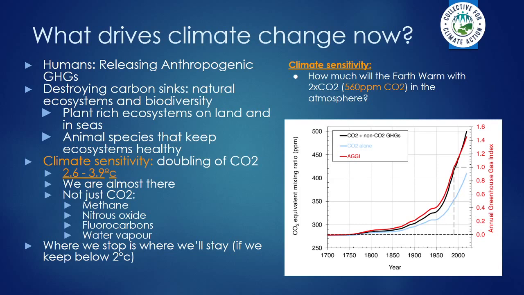So what drives climate change now? Well, it's us. We're releasing greenhouse gases, anthropogenic ones, they call them. The natural systems do that as well, but they balance out when it's done naturally. So we're also destroying carbon sinks. We're degrading the oceans and terrestrial habitats like forests. And these plant-rich ecosystems, like peat bogs and forests and many other terrestrial ecosystems as well, are the ones that are naturally capturing and sequestering carbon.